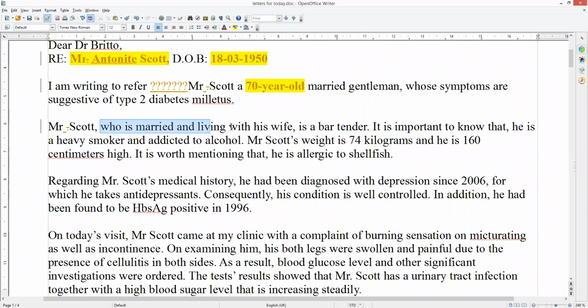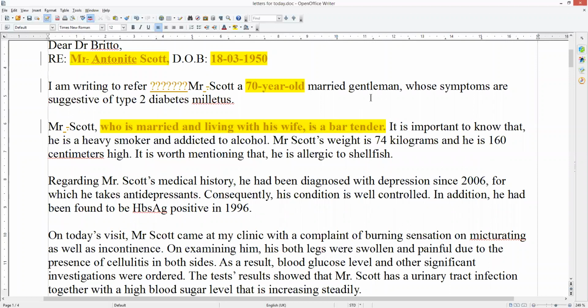"Mr. Scott, who is married and living with his wife, is a bartender." I need to know that because, okay, it is important to know that. And why do you have a comma? And why is it important? "He's a heavy smoker and addicted to alcohol. Mr. Scott's weight is 74 and he's 160 centimeters."